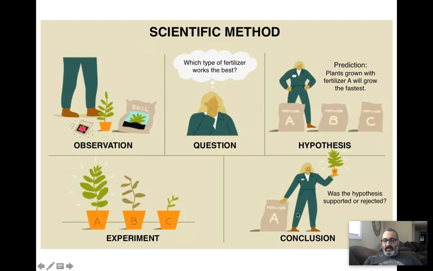And in our case here, look, fertilizer A did grow the best. And how do we know they grew the best? Because they grew the fastest, and that was the prediction that was made. And so in this case, the hypothesis was supported.